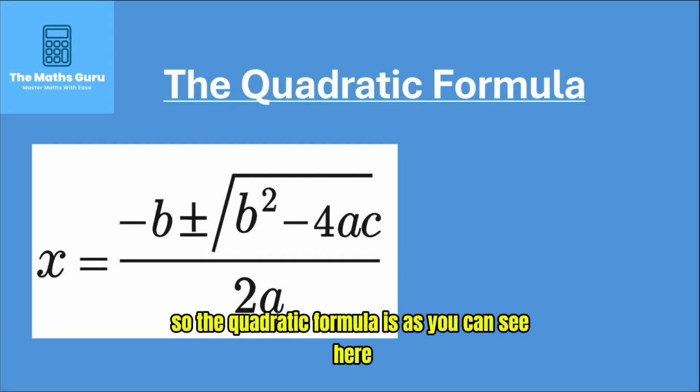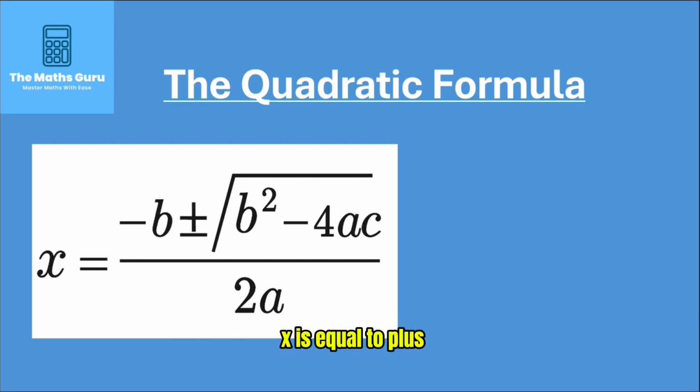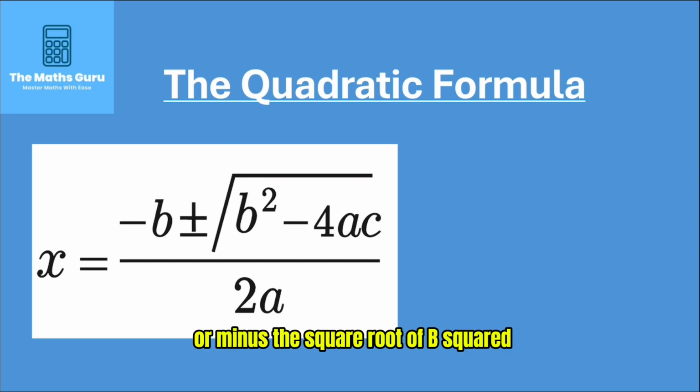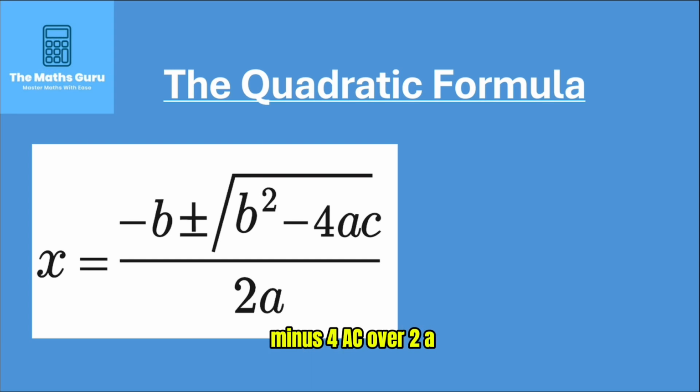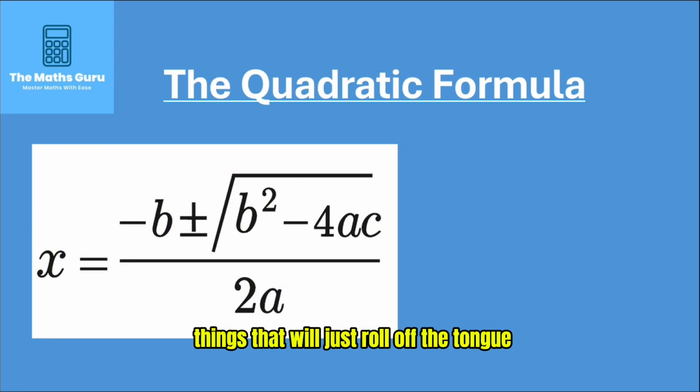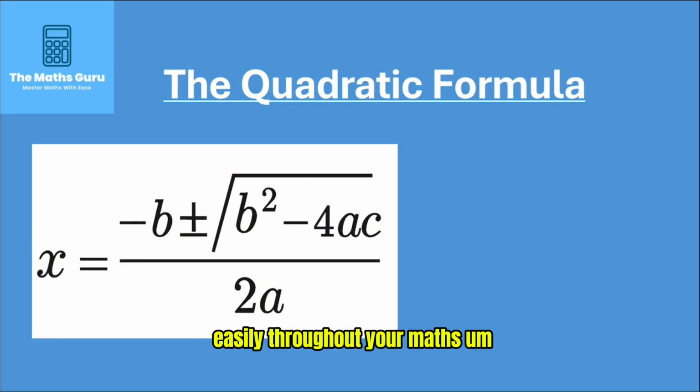So the quadratic formula is, as you can see here, x is equal to minus b plus or minus the square root of b squared minus 4ac over 2a. And I know this can seem like a very loaded formula, but as you get used to it, it will just become one of those things that will roll off the tongue and you'll be able to use it very easily throughout your maths.